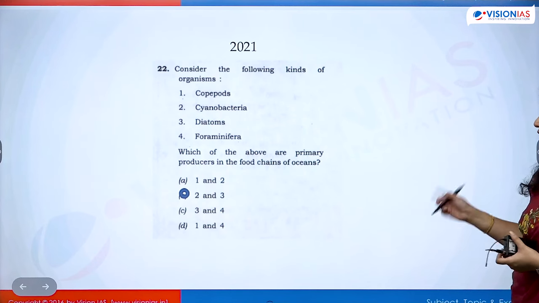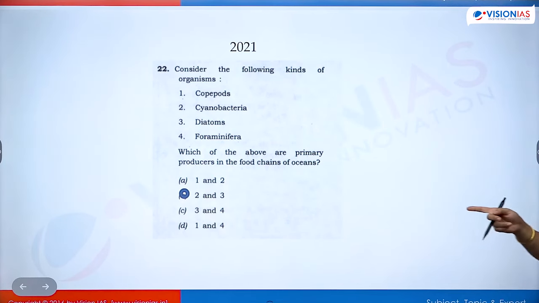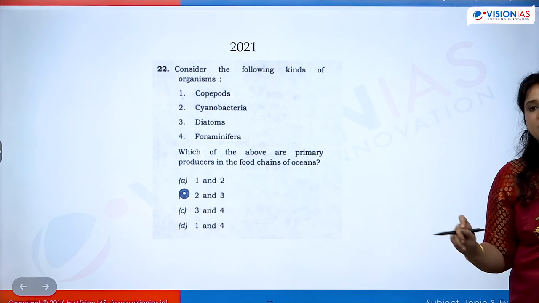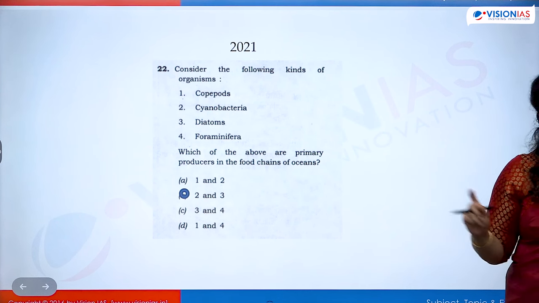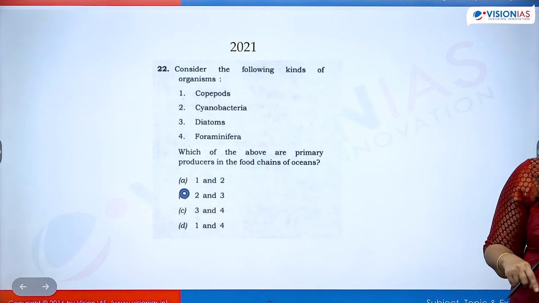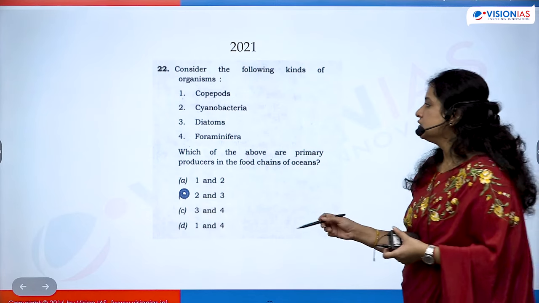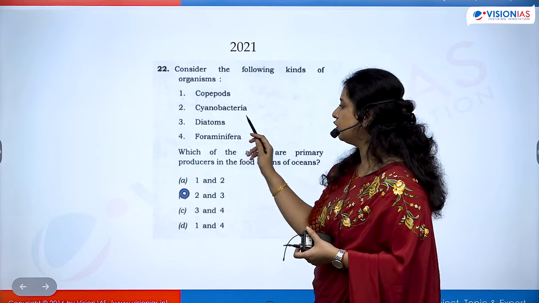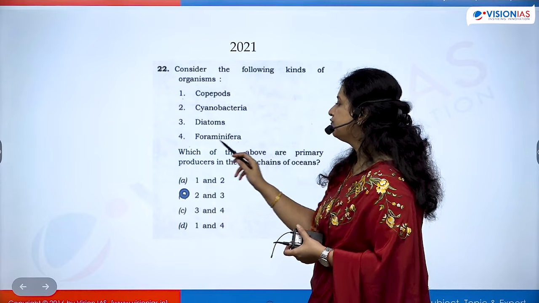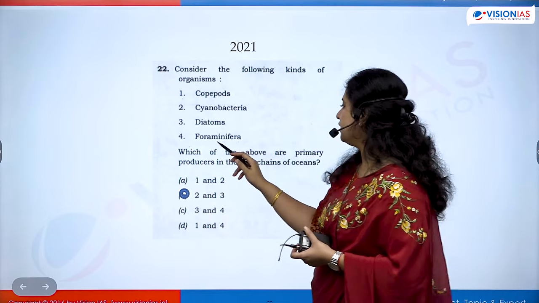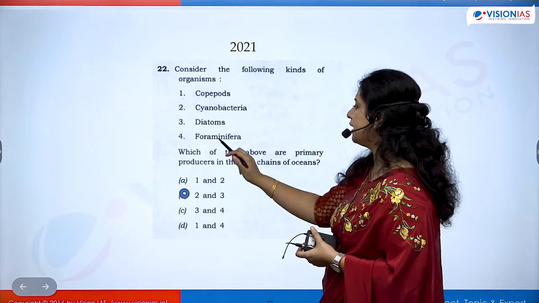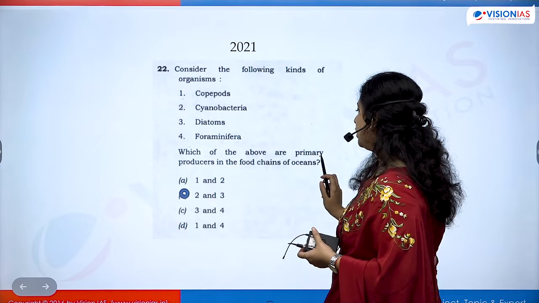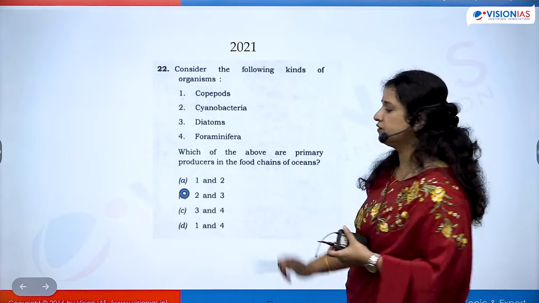Now, a taxonomy related question. Very tough, I don't expect you to answer, but now that UPSC has asked, I expect you to know for the coming attempt. So, copepods, cyanobacteria, diatoms, foraminifera. Which of the following are primary producers in the food chain?